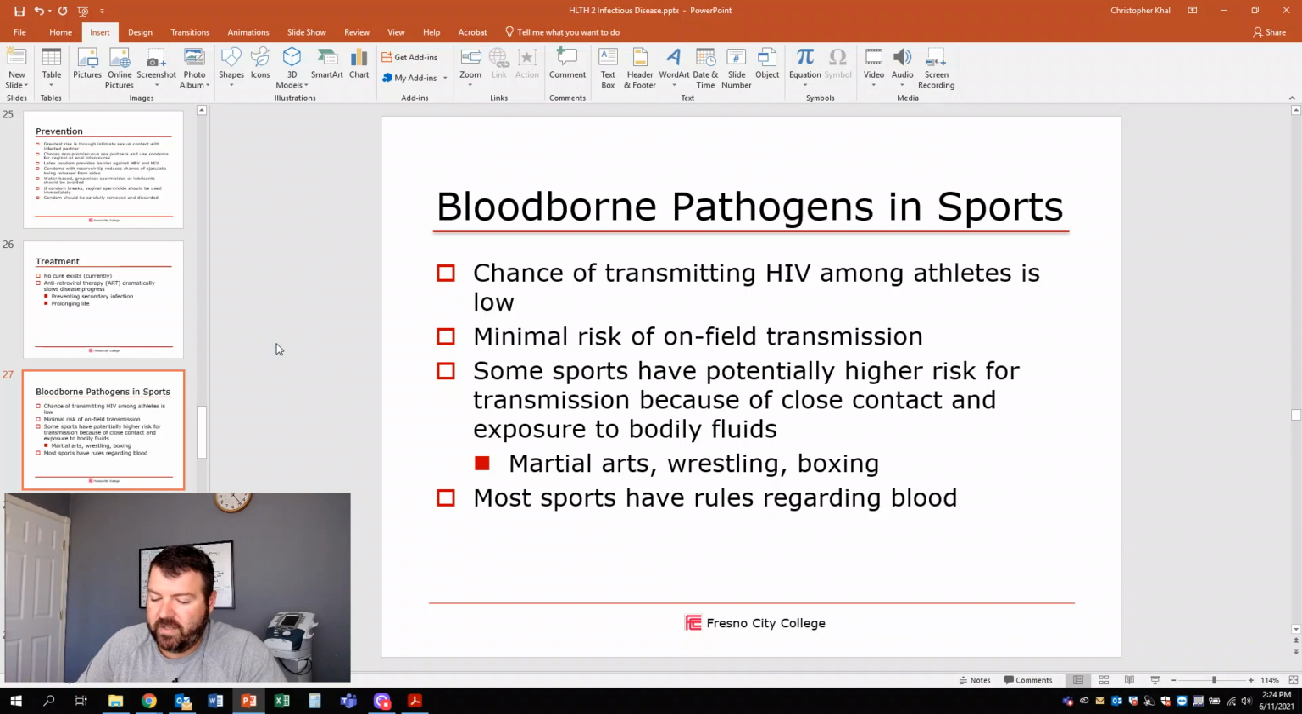Generally, the rule is if any individual shows signs of blood, they are removed from participation immediately until that blood is stopped and covered. And if there's any blood on the uniform or on the playing surface, mat, court, whatever it is, it has to be removed accordingly before participation can go back in.